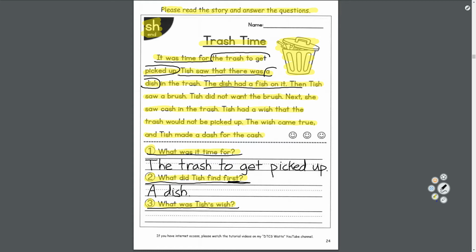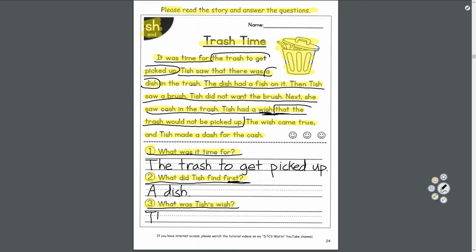The dish had fish on it. Then Tish saw a brush. She did not want the brush. Next, she saw cash in the trash. Tish had a wish that the trash would not be picked up, so that she can get the money.